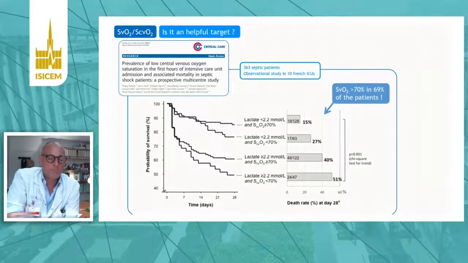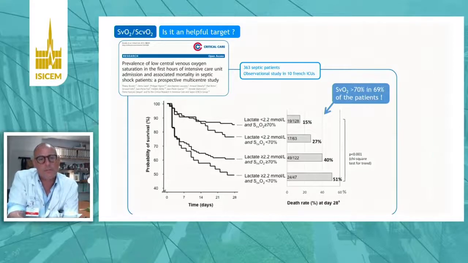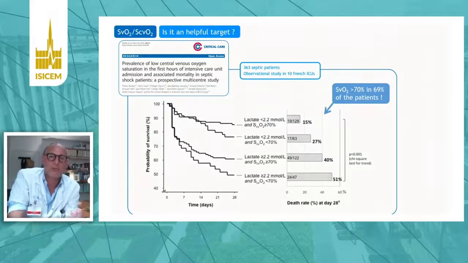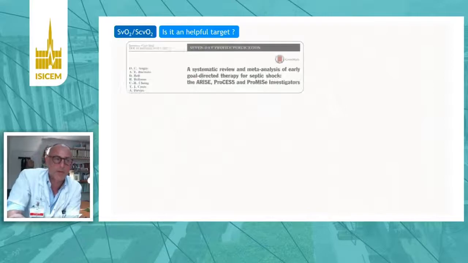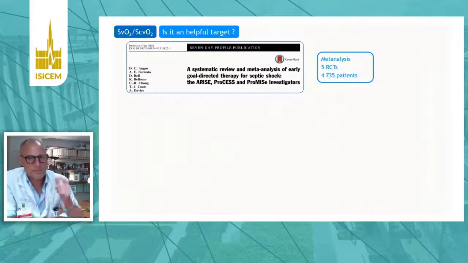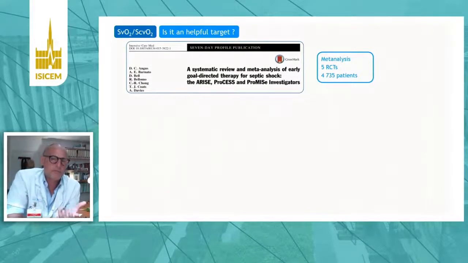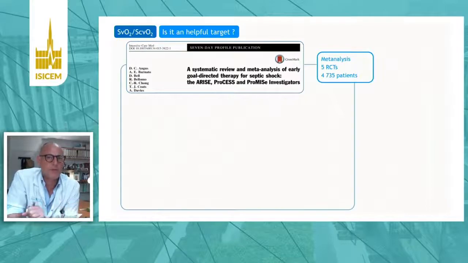And I present here the result of one of the largest studies about that, showing that the level of SVO2, SCVO2 here in these septic patients was normal in not less than 69% of the patients, in spite again of tissue hypoxia and elevated lactate. That's important to bear in mind because it partly explains the difference between the RIVERS study and the confirmatory studies that were published later.